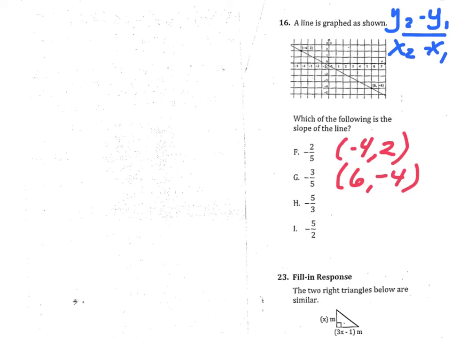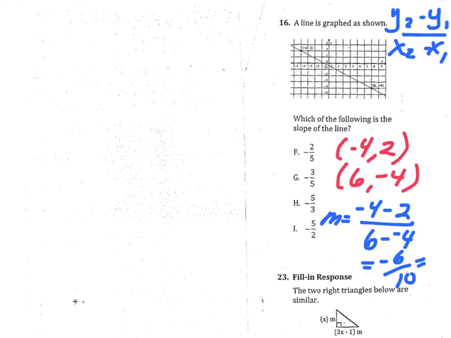And if I were to do that, I would get m equals, and in the numerator, -4 minus 2, and in the denominator, 6 minus -4. So just be careful of your signs, and you're going to get -6 over 6 minus a -4, which is the same as 6 plus 4, so that would be 10. Again, it's still not matching any of my choices, but I can reduce this fraction, -6 over 10, by a factor of 2. So divide the top by 2 and I get -3, divide the bottom by 2 and I get 5. So I can see then that my answer is going to be G.